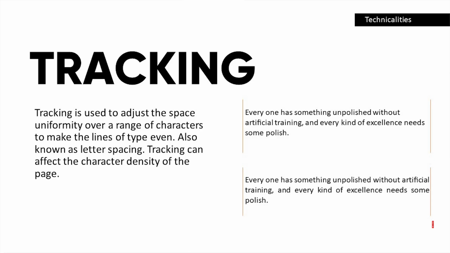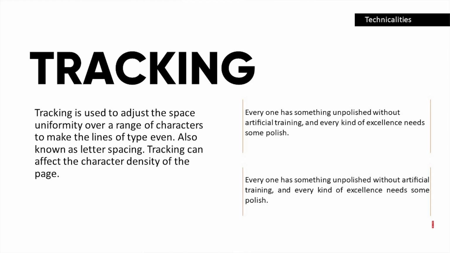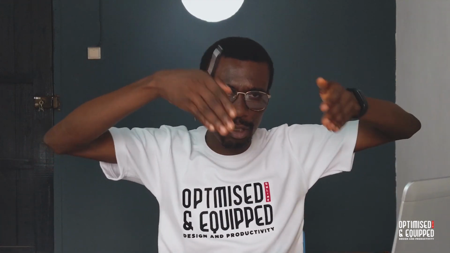So we have tracking next. Tracking is used to adjust the space uniformity over a range of text. One of the key differences between tracking and kerning is this. While you are dealing with kerning, you are dealing with individual character spacing between them. But when you are dealing with tracking, you are dealing with spacing them uniformly. So when you are dealing with kerning, it's just one space adjusted by yourself or by the designer. But when you are dealing with tracking, it is all the space in between letters adjusted uniformly.